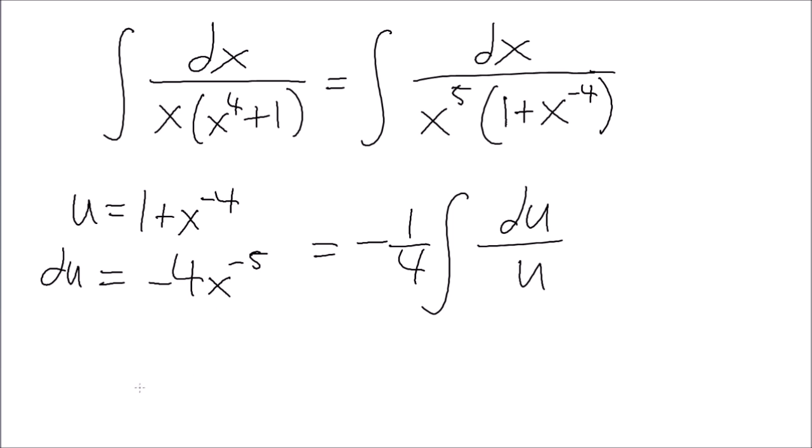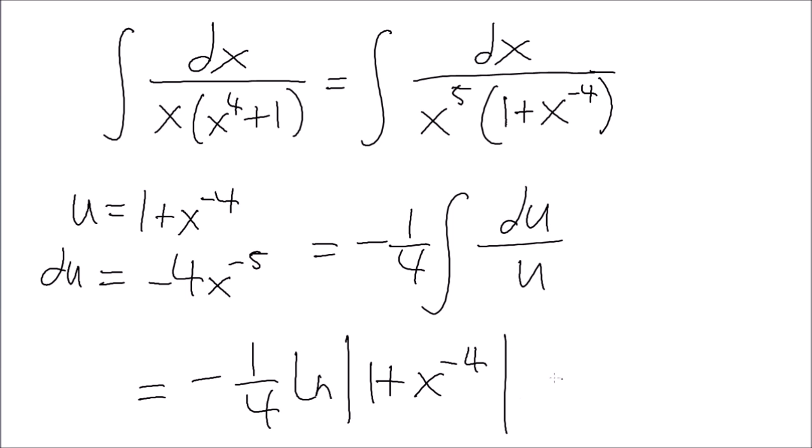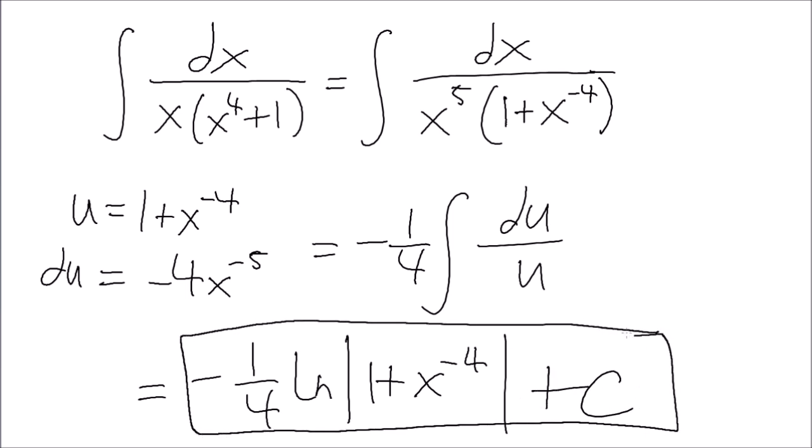And now you just go ahead and answer negative 1/4 ln of 1 plus x to the power of negative 4 plus c. And you are done. That's it. A very popular integration bee problem here, right? You don't have to do partial fractions. That's disgusting. You can just do the Caveman trick.